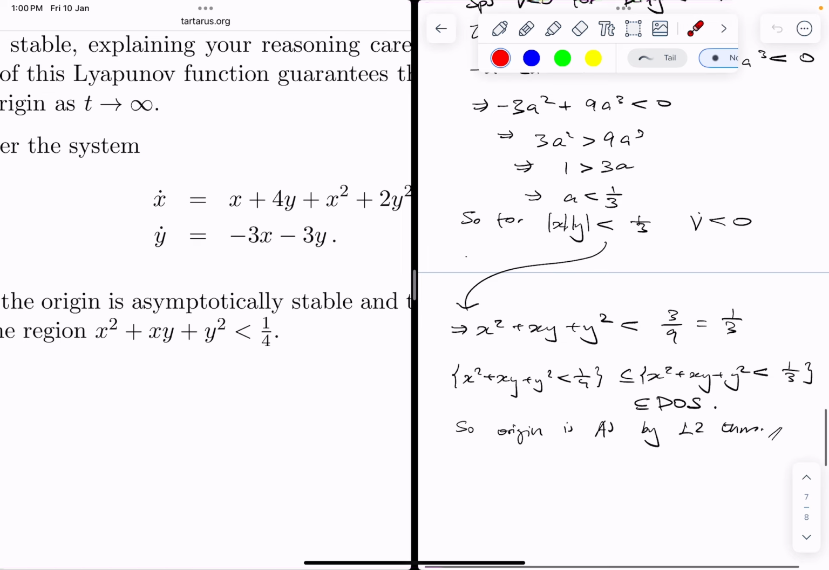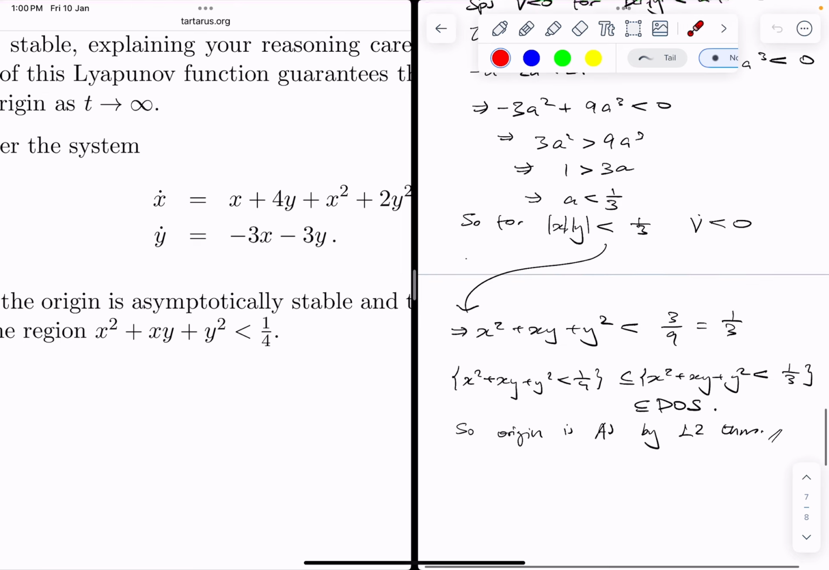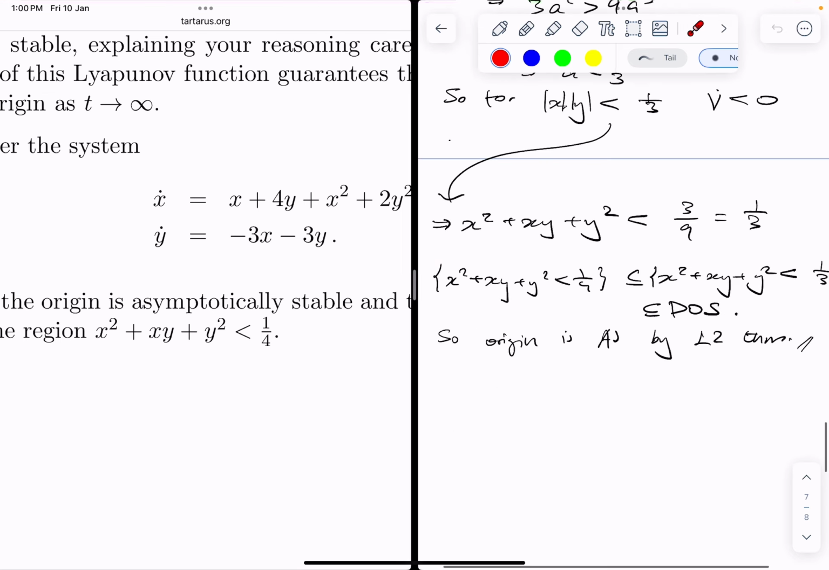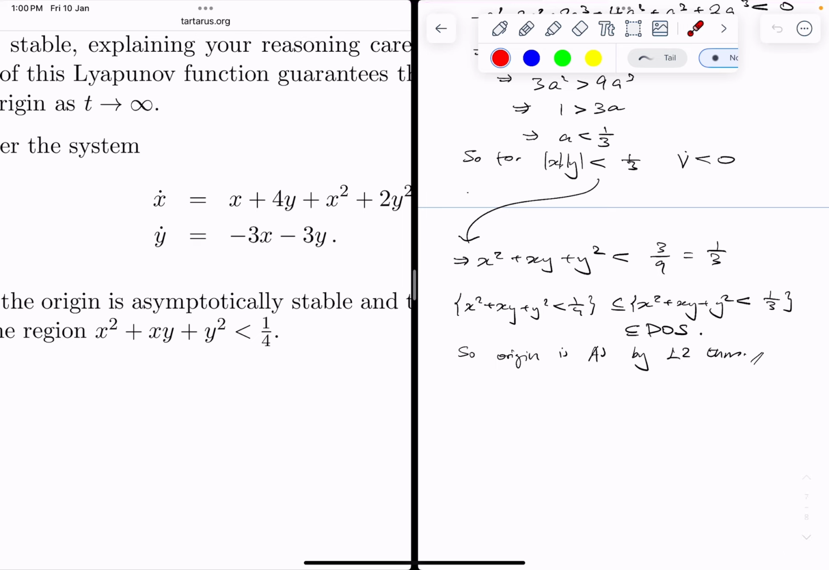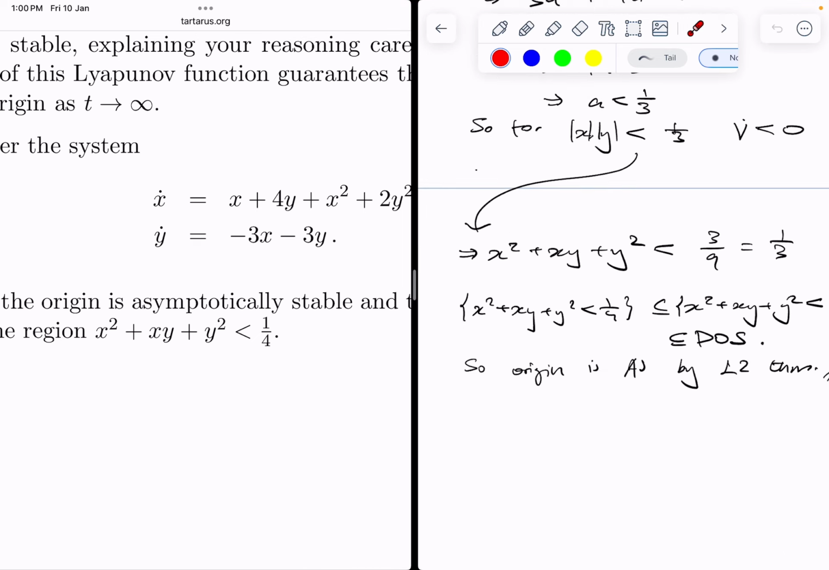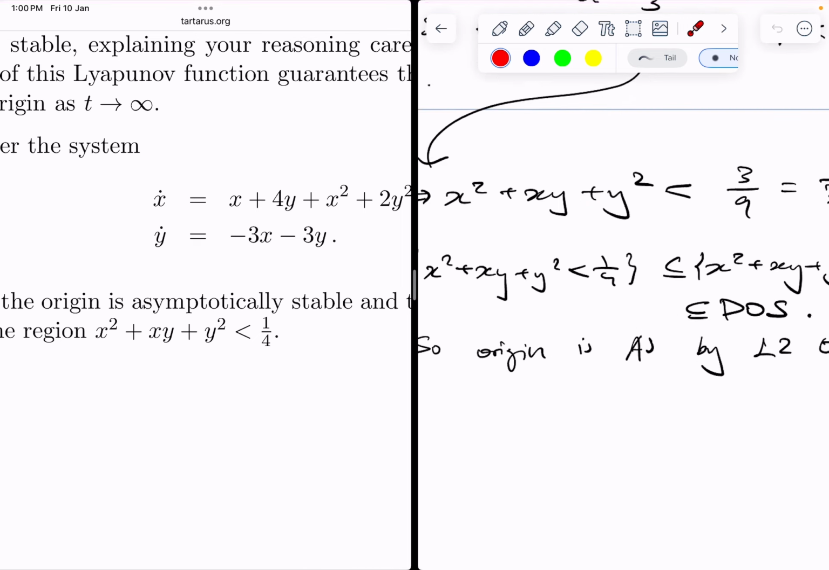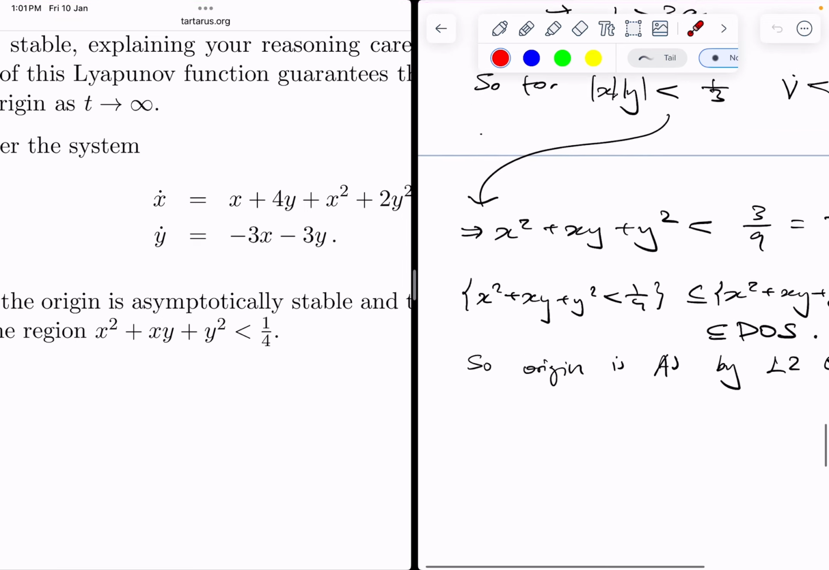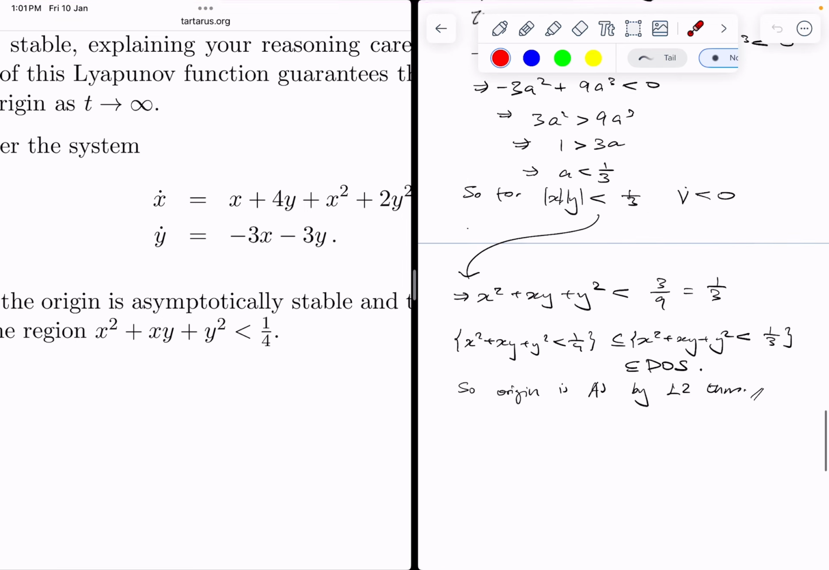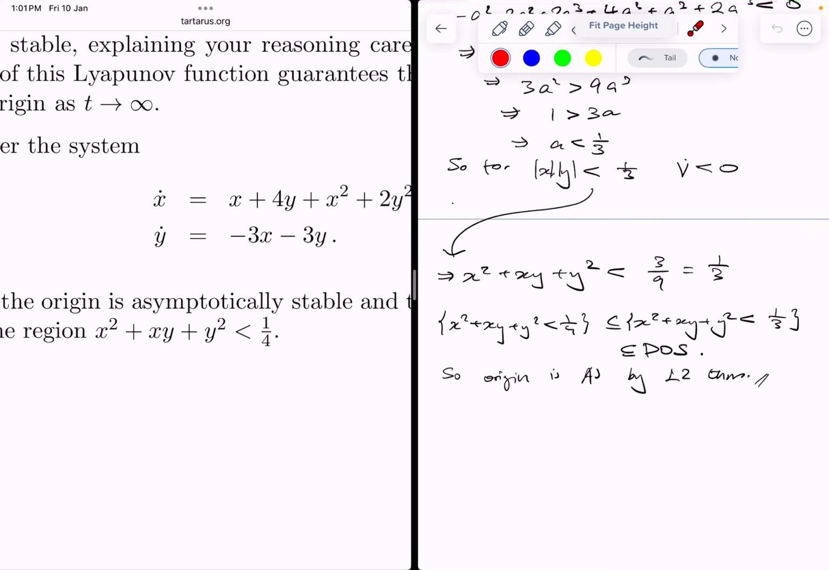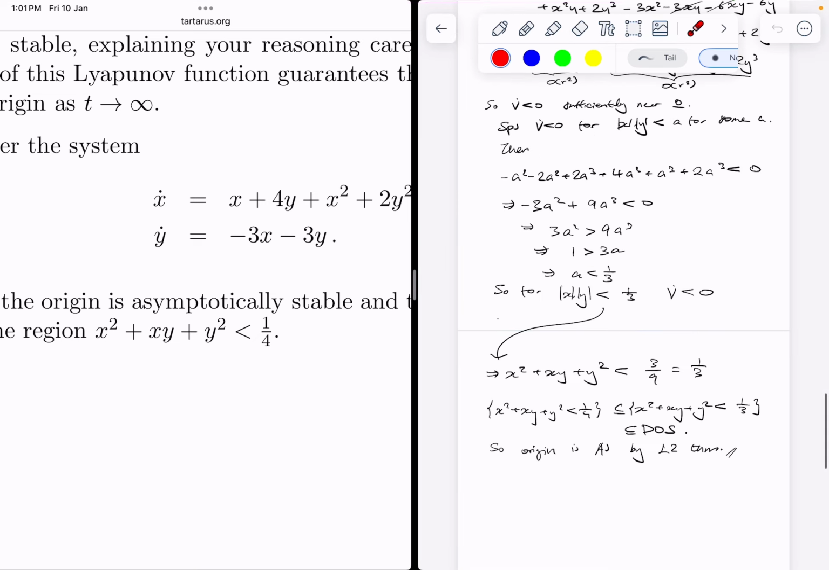Then we just plug in A into all of this stuff, and it gives us the inequality A is less than 1/3. So, clearly the region where this Lyapunov function is less than 1/4 is a subset of the region where it's less than 1/3. And so, yeah, we've answered the question.